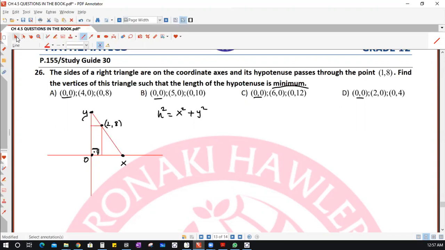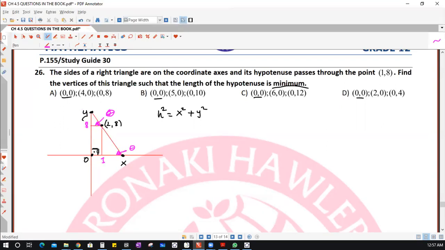In the triangles, these angles are corresponding angles. This angle and this angle, they are the same angle. Let us say this is theta. From the parallelism, this is also theta. So here, this is the coordinate 1, this is coordinate 8.